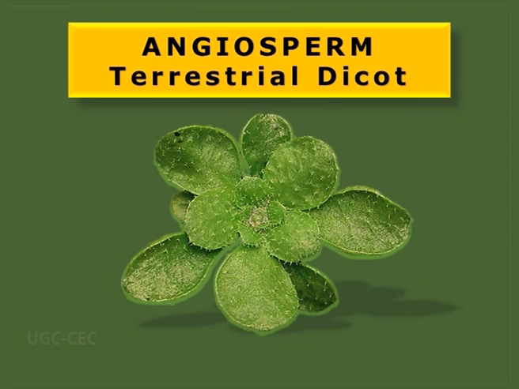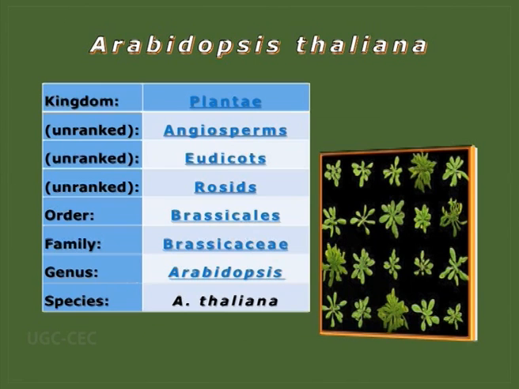Now we are coming to another member, that is angiosperm, and in this community it can again be divided into terrestrial dicots, and we have the model plant Arabidopsis thaliana.